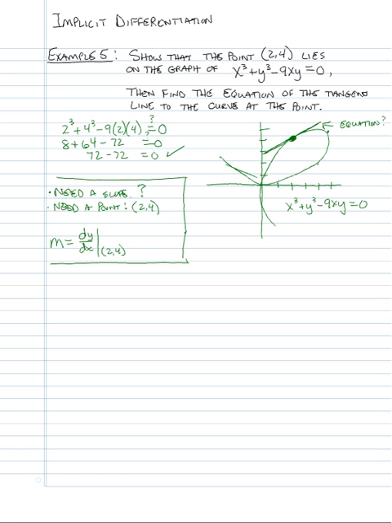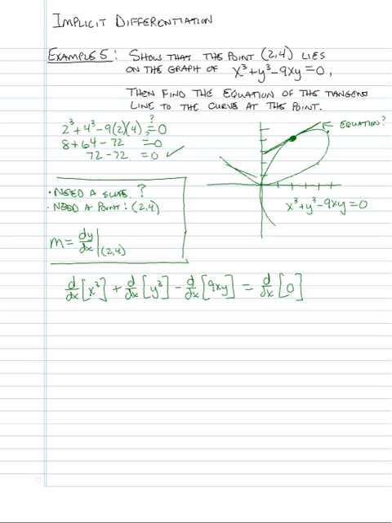Well, let's take the derivative of both sides. And so when we take the derivative of the left side, we'll have the derivative with respect to x of x cubed plus the derivative with respect to x of y cubed minus the derivative with respect to x of 9xy equals the derivative of 0, of course, with respect to x.